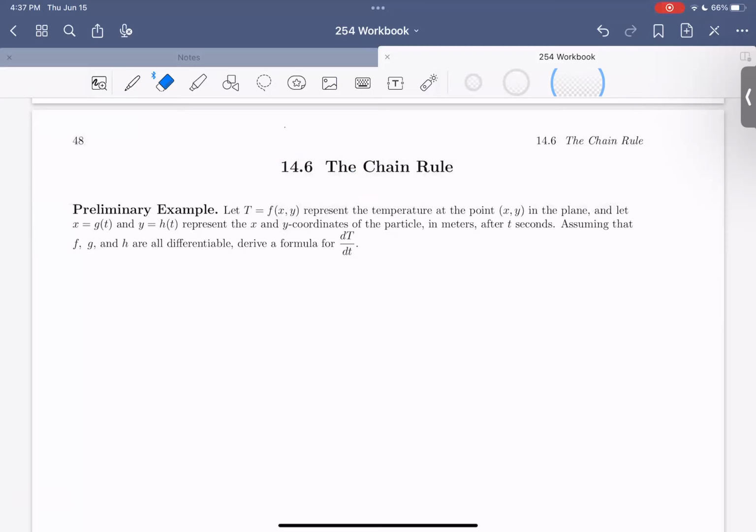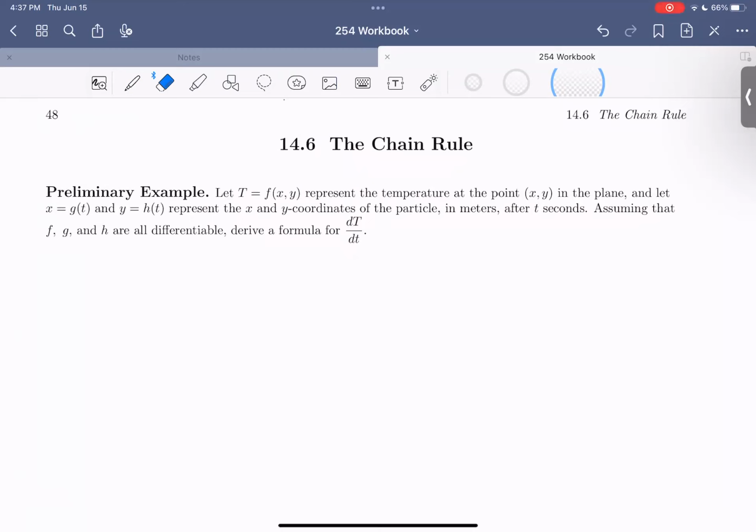So let's take a look at this preliminary example. It states let T equal the function f of x, y and let it represent temperature at a point x, y in the plane. We've seen this type of context before. And let x equal g of t and y equal h of t represent the x and y coordinates of a particle in meters after t seconds. So notice that the inputs for our function f are in fact functions themselves, functions of time. Assuming that f, g, and h are all differentiable, derive a formula for the derivative of T, temperature, with respect to little t.